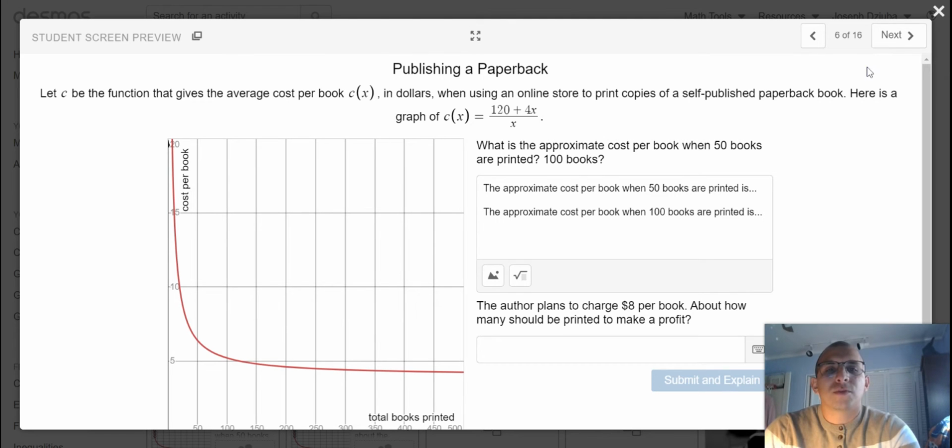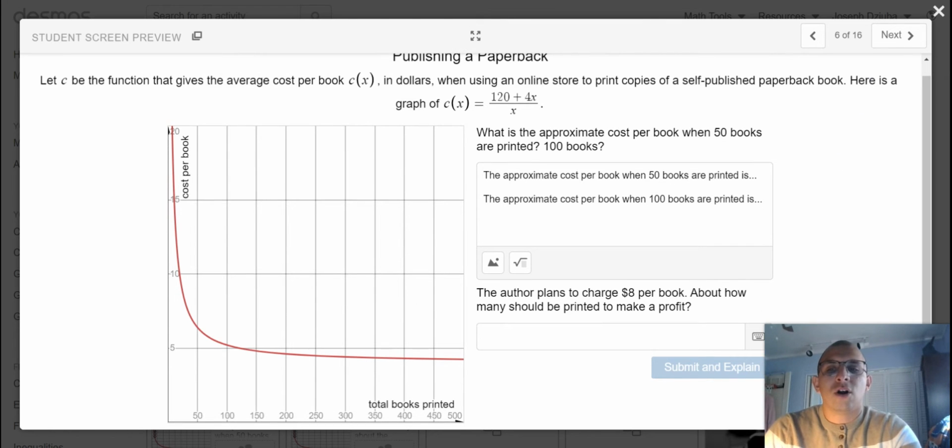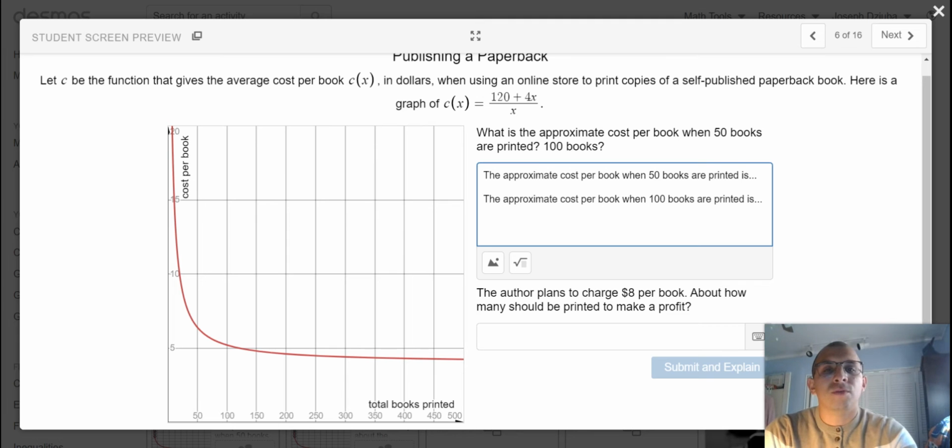What is the approximate cost per book when 50 books are printed, 100 books are printed? So we can obviously do this in two manners. We have a function here that'll give us the most precise value, but we also have our graphical representation here that we can drag and slide across so we can identify those corresponding outputs. Either one will be sufficient.